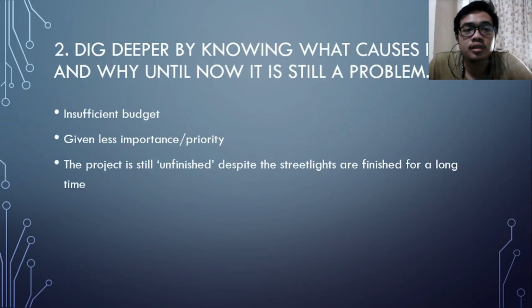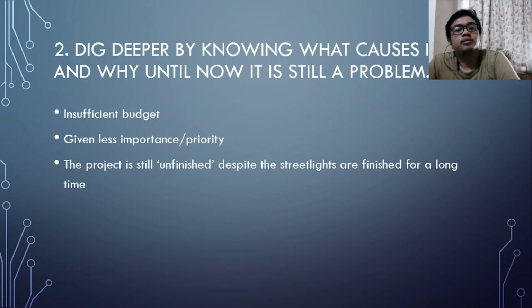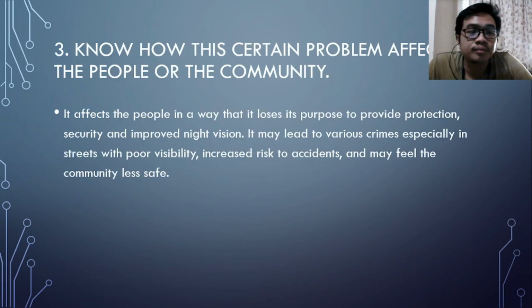Number 2, dig deeper by knowing what causes it and why until now it is still a problem. Maybe there's insufficient budget. Another connection of mine told me that it was given less importance and priority compared to the other projects of the LGU. And why is it still a problem? The project is still unfinished. Despite the streetlights being placed there for a very long time, they are not doing their functions. So it might be the reason for many future bad activities that might come around the area.